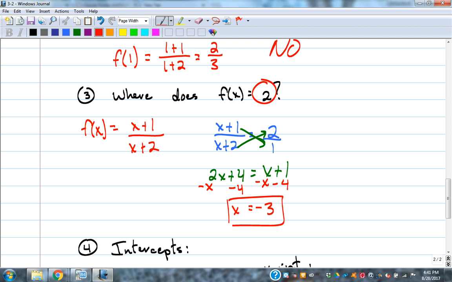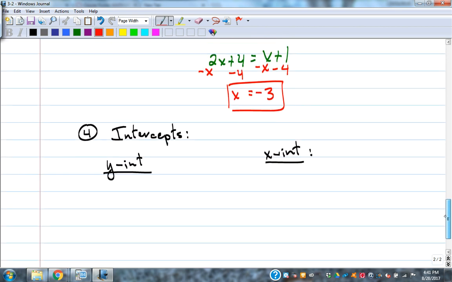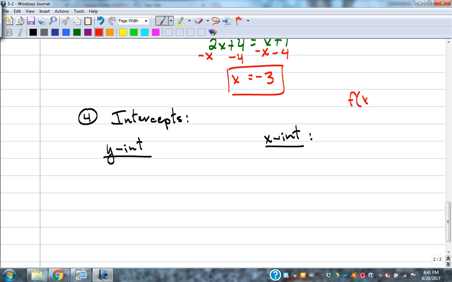Now, the next piece that we want to take for this particular function, again, we're dealing with f of x is x plus 1 over x plus 2, just so I don't have to scroll back and forth. That's our function, and we want to find the intercepts. And remember, with intercepts, we're not only finding x-intercepts, we're finding y-intercepts as well. Okay?